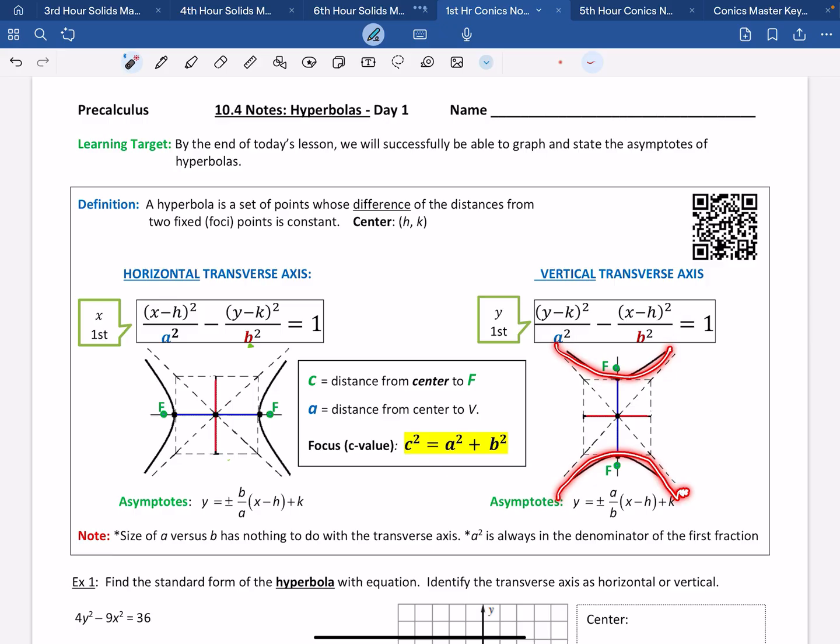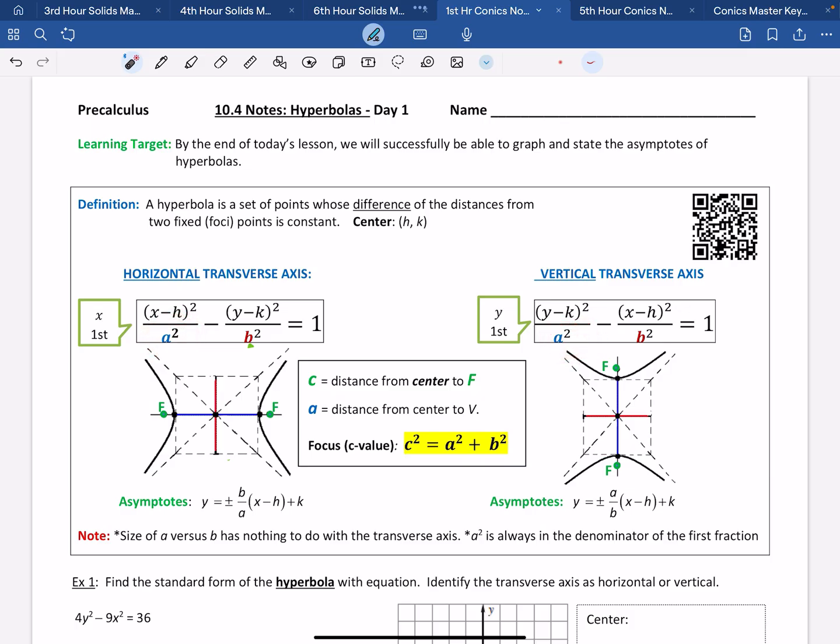All right, and the a's and the b's, the a is always going to go with the first of the two terms here in your equation. So notice a has nothing to do with one being larger than the other. When we start relating a, b, and c together, we will see that a is always in this first spot. We're going to talk about that.